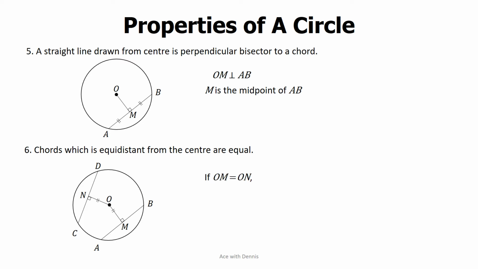If OM equals ON, which means that the perpendicular distance of CD and AB from O are the same, therefore, we can say that AB equals CD.